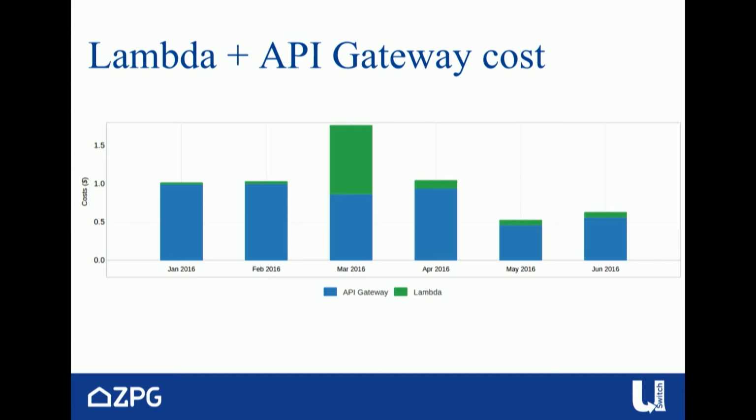So the costs look very promising. That's $1 a month for the Lambda and API Gateways, which is orders of magnitude cheaper than EC2, ELB, and Docker. That's a big win. Or is it?